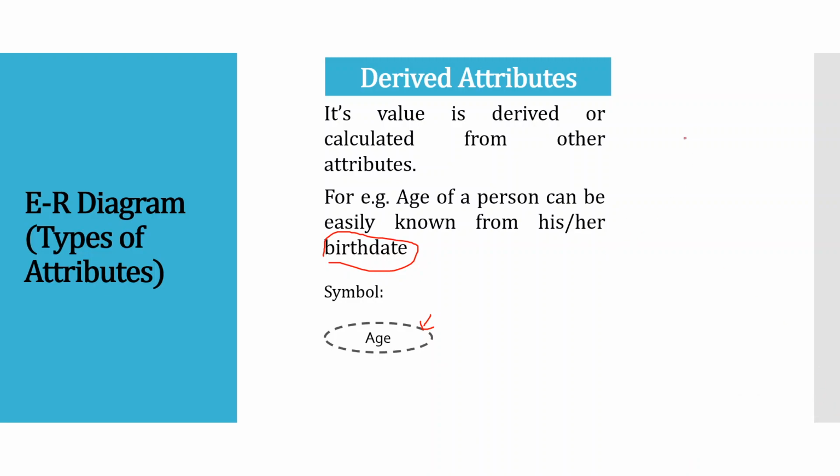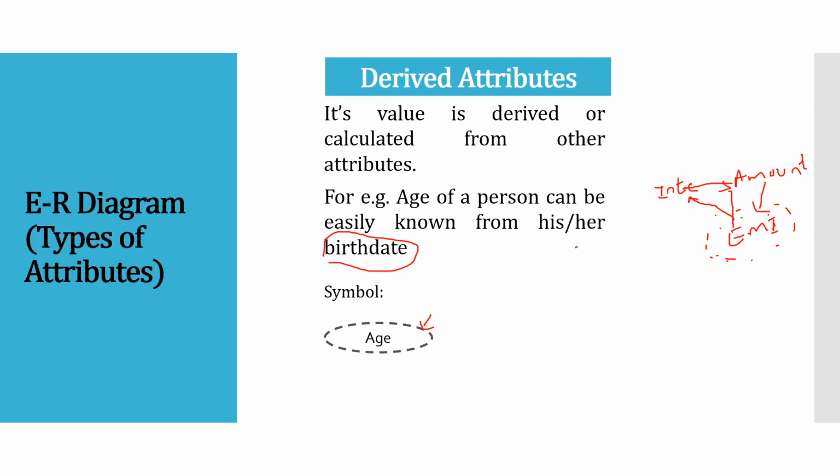Or let us say I am having an interest, right? I am having an amount. And if I want to find out EMI, right? So this EMI will be the derived attribute because this EMI can be calculated from this amount as well as from this interest. So we can use the combination of these two to get the value of this EMI. So this is the second example of a derived attribute.